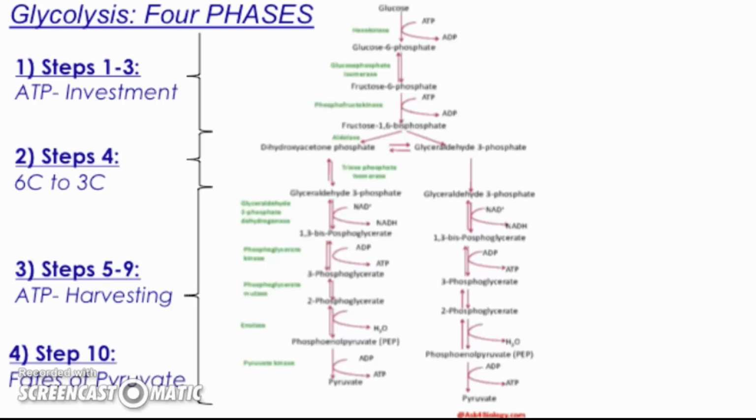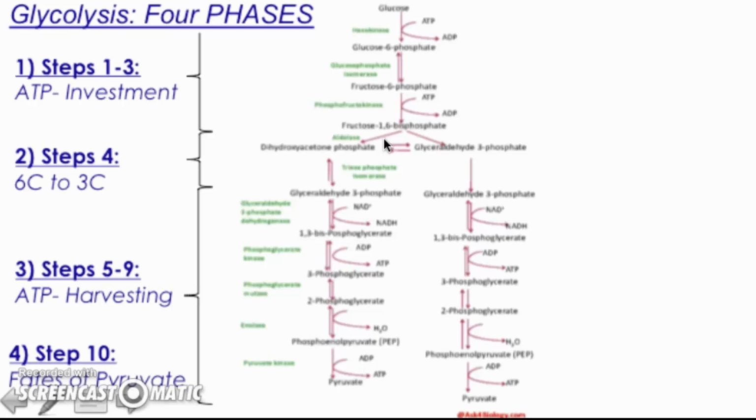So phase 1 includes steps 1 through 3. This phase is the ATP investment phase, and we will focus here on just the steps that include an investment of ATP. We see here in step 1, which is glucose to glucose 6-phosphate, we have an investment of 1 ATP. And then we have step 3, which is fructose 6-phosphate to fructose 1,6-bisphosphate, we have another investment of ATP. So during this ATP investment phase, which includes steps 1 through 3, we have an investment of 2 ATP.